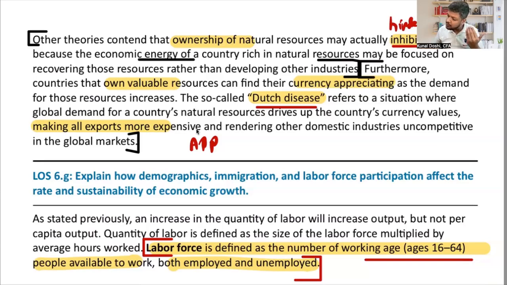It will suffer your exports, and so then you know what will happen. Where the global demand for natural resources drives up the country's currency value, your exports become expensive, rendering other domestic industries uncompetitive. So that will make your export industry uncompetitive because of the currency. So these are the ill effects of natural resources.